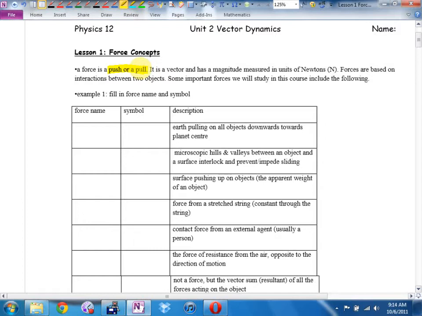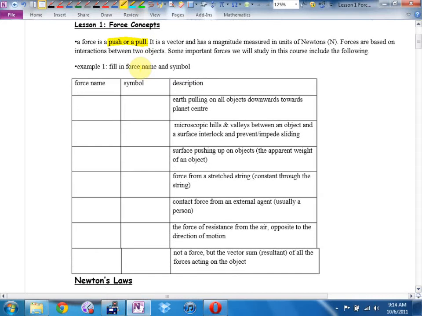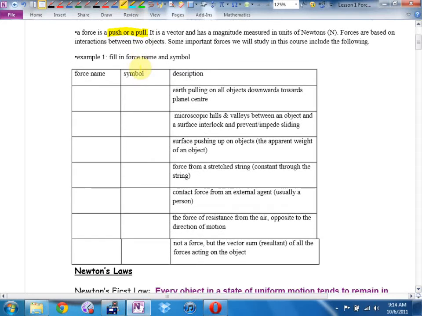Forces are based on interactions between two objects. Some important forces that we will study in this course include the following. So example 1 says, fill in the force name and symbol. Here's the description. What do we call the force that is the Earth pulling on all objects downwards towards the planet center? What do we call that?